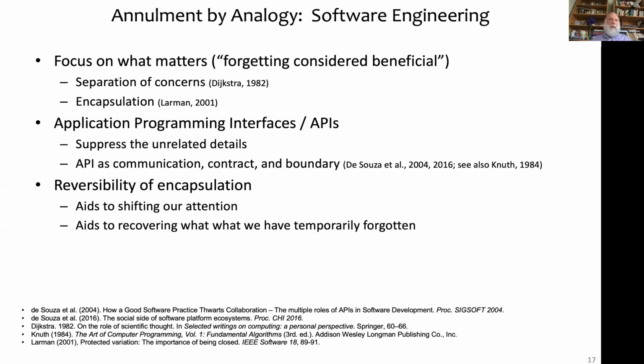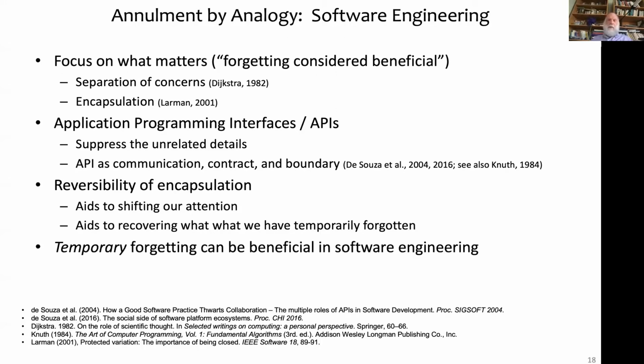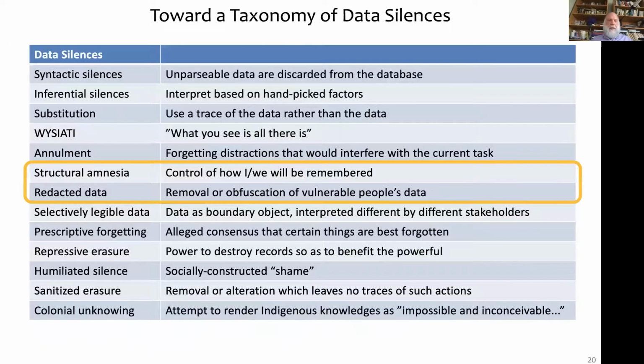I'm going to claim that a lot of the things that we do to our data turn out to be non-reversible, and therefore APIs are an interesting analogy, but not quite what we need, because APIs are a form of temporary forgetting, and I'm going to claim that some of what we do to our data is much too permanent.